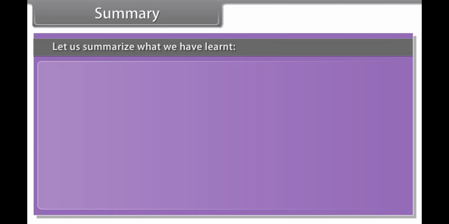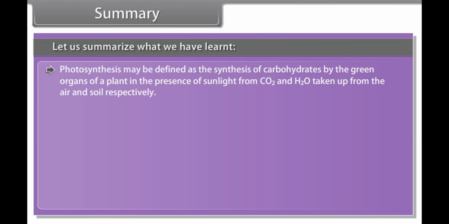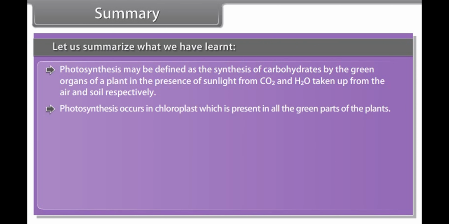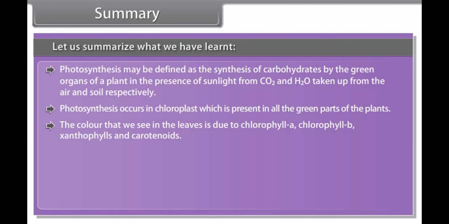Summary. Let us summarize what we have learned. Photosynthesis may be defined as the synthesis of carbohydrates by the green organs of a plant in the presence of sunlight from carbon dioxide and water taken up from the air and soil respectively. Photosynthesis occurs in chloroplasts, which are present in all the green parts of the plants. The color that we see in the leaves is due to chlorophyll a, chlorophyll b, xanthophylls and carotenoids.